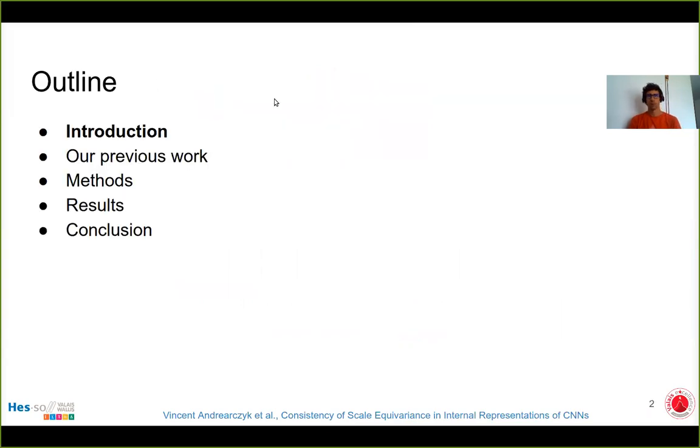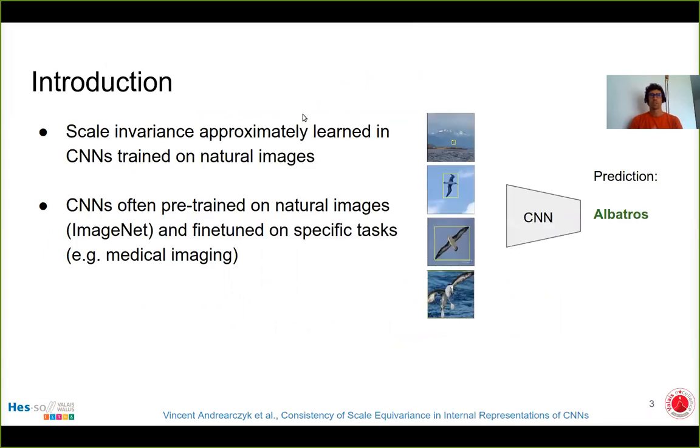I will start with an introduction, giving some context of this work. So scale invariance is approximately learned in convolutional networks trained on natural images. As illustrated on the right, whatever scale at which we input an albatross, for example, the CNN will classify it as an albatross. Now, CNNs are often pre-trained on natural images, generally ImageNet, and fine-tuned on specific tasks such as medical imaging.